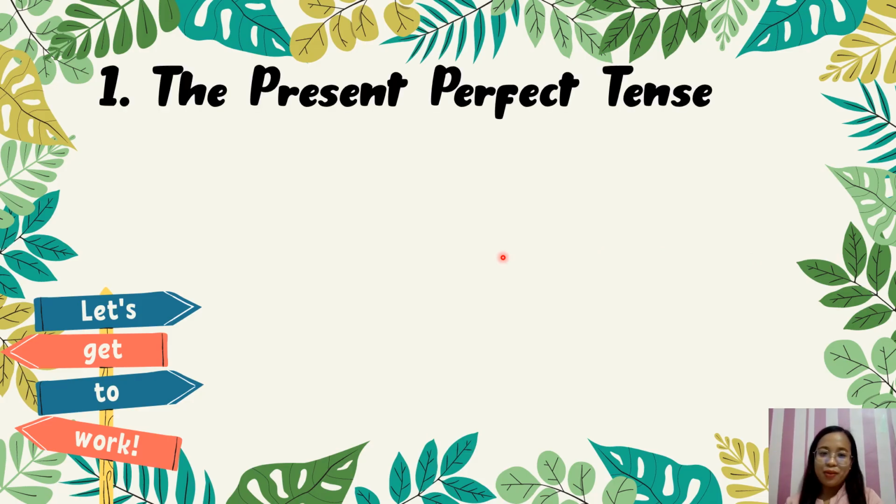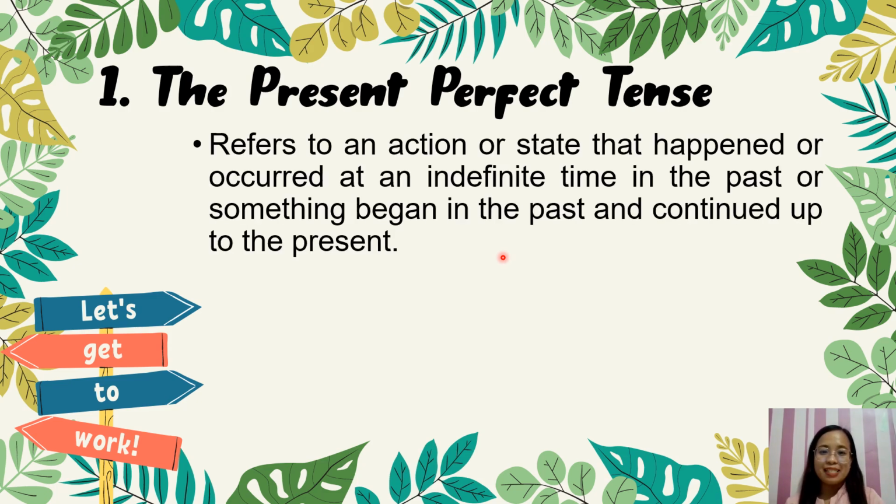Okay, now class, we're going to talk about the present perfect tense. Okay, we're going to study present perfect tense. So what is a present perfect tense? So, it refers to an action or state that happened or occurred at an indefinite time in the past, or something began in the past and continued up to the present.